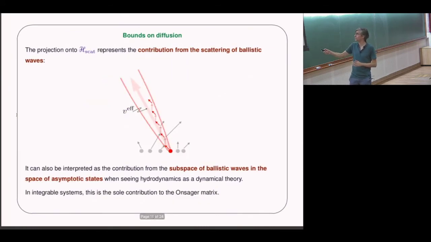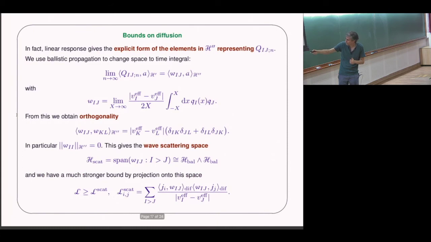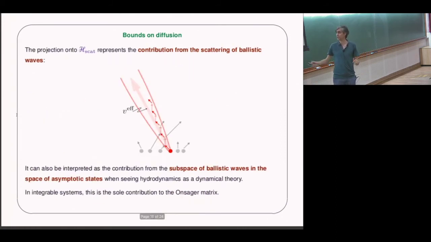Intuitively, what it represents is the scattering of these ballistic waves as they go around, and basically produce diffusion. That's the picture behind that. And this picture is actually something that people know from integrability. In the end, this particular contribution to the Onsager matrix is the exact full contribution in the case of an integrable system. There's nothing else in an integrable system.